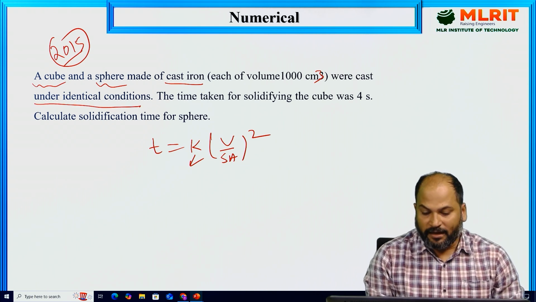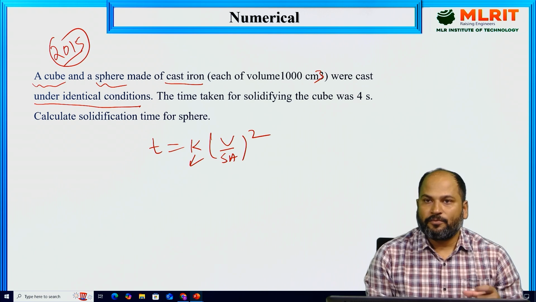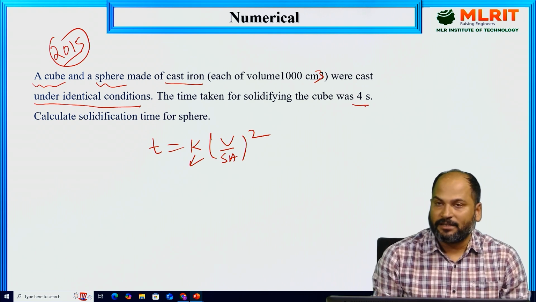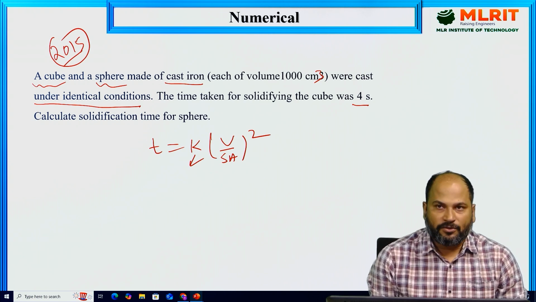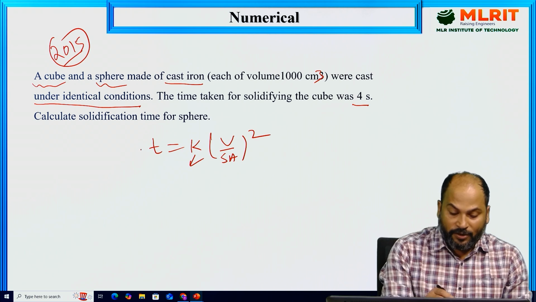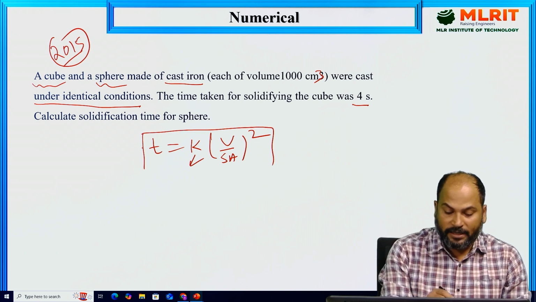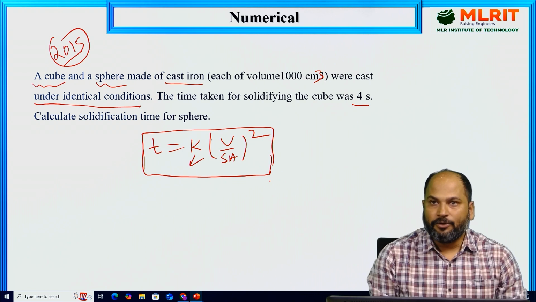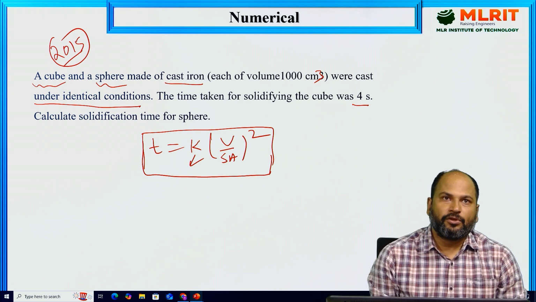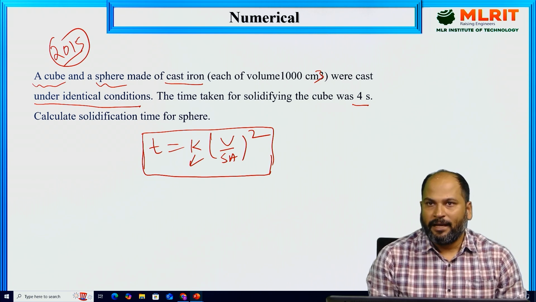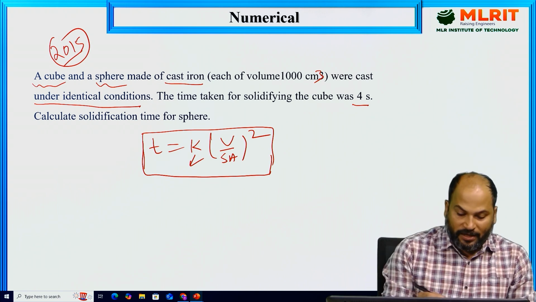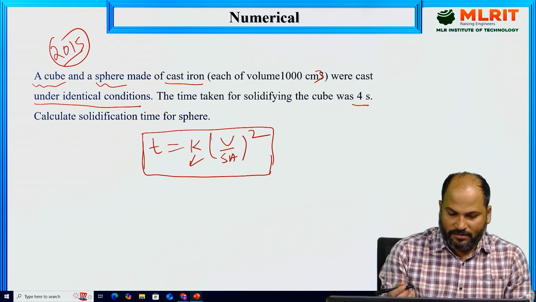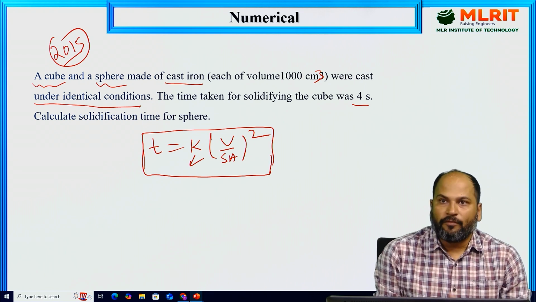The time taken for solidifying the cube was 4 seconds. So the solidification time of the cubical casting is given as 4 seconds. We have to calculate the time for solidification of the sphere. We know the formula: solidification time T equals constant K into (volume upon surface area) whole squared. We'll apply this formula to both shapes, cube and sphere, and find out how much time a spherical casting will take. First, we can easily write, as given in the problem, that the volume of both is the same.